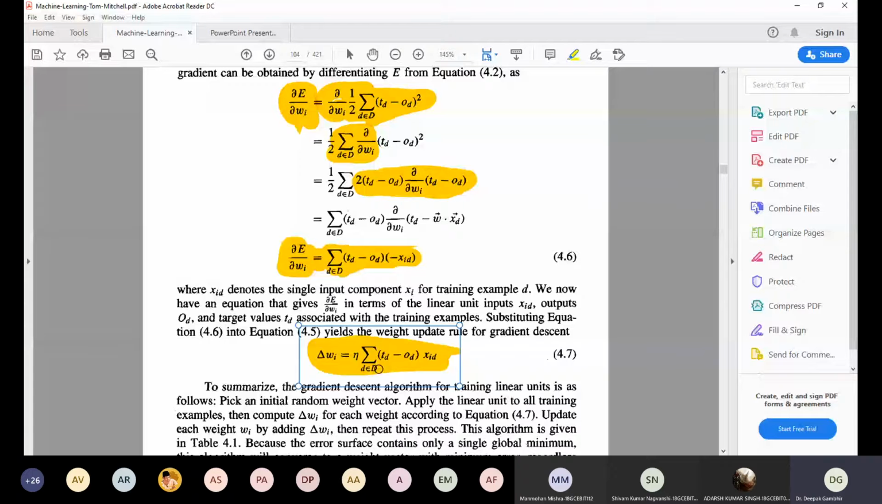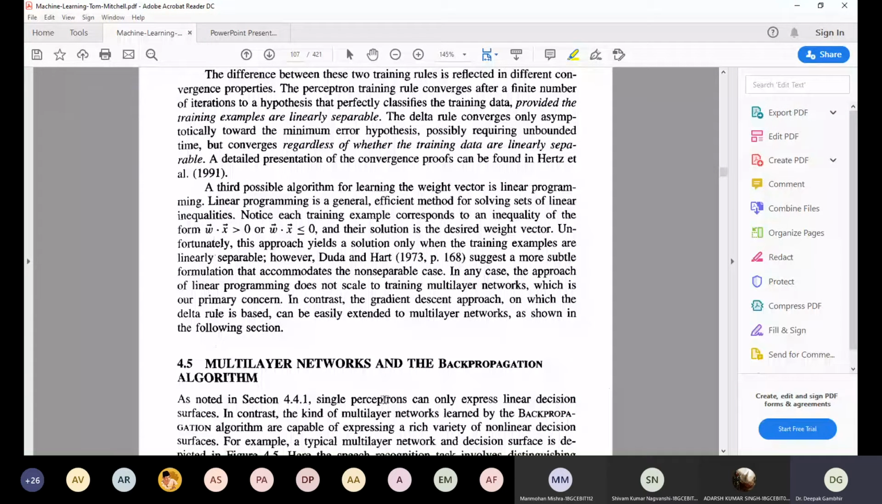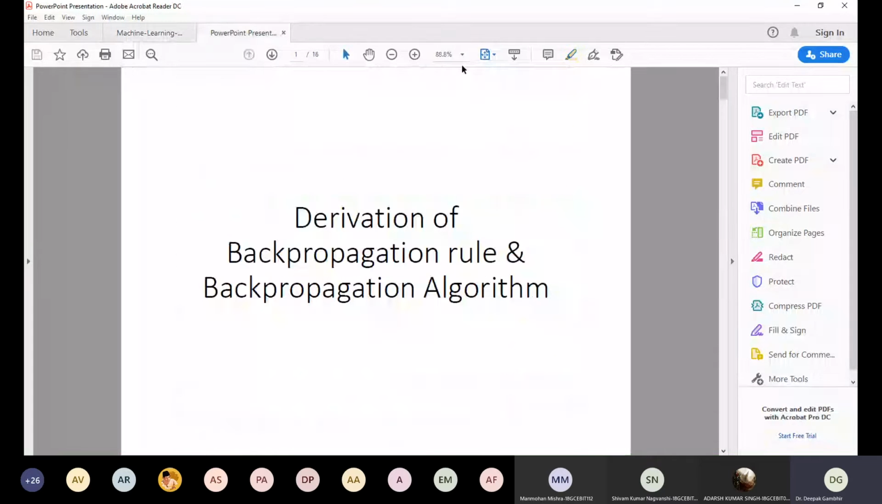Now we are extending it to multiple layers. For multi-layers, we need to learn some more things. We will use the multi-layer network and the back propagation algorithm. For this we will use the back propagation rule, and the back propagation algorithm is also defined.